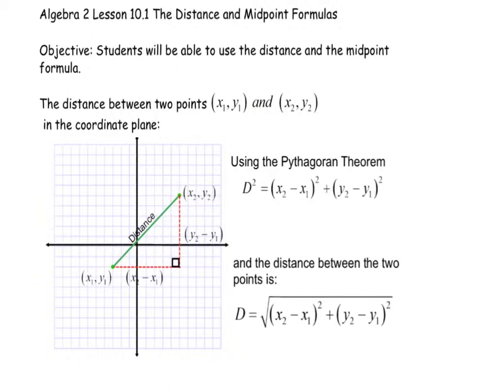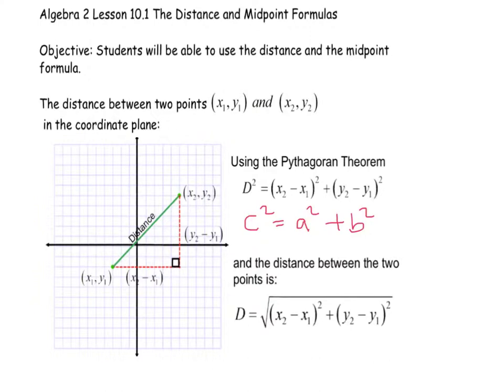As you remember, the Pythagorean theorem is c squared equals a squared plus b squared, where c is going to be the length of the hypotenuse, a is the length of one of the legs, and b is the length of the other leg. So in this particular triangle, the length of the hypotenuse will be my distance squared, and that will equal the length of the horizontal leg squared plus the length of the vertical leg squared, which is y2 minus y1 squared.